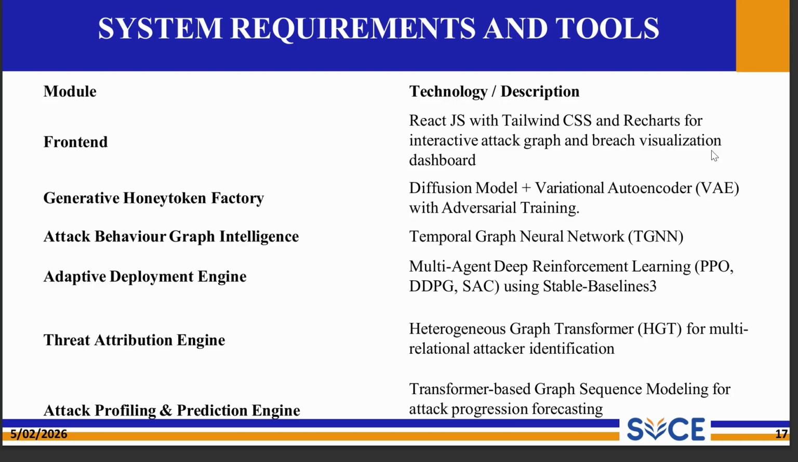On the software side, the front end is built with React.js, Tailwind CSS, and Recharts. The backend module uses diffusion modules with VAE for generation, TGNN for graph intelligence, Stable Baselines 3 for reinforcement learning, heterogeneous graph transformer for threat attribution, and transformer-based sequence modeling for attack progression forecasting.